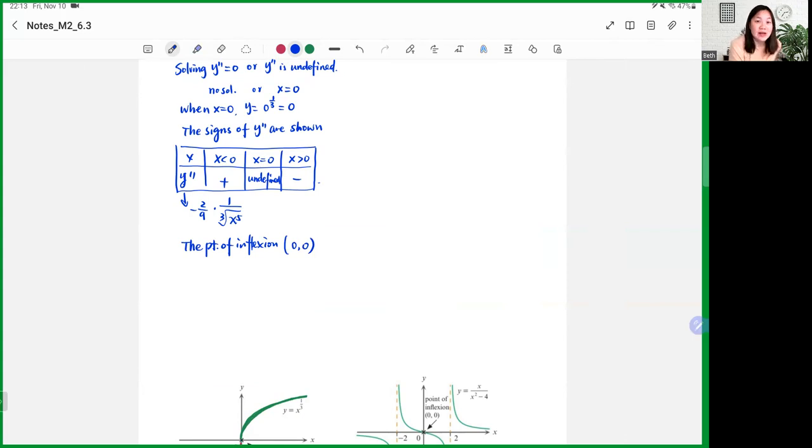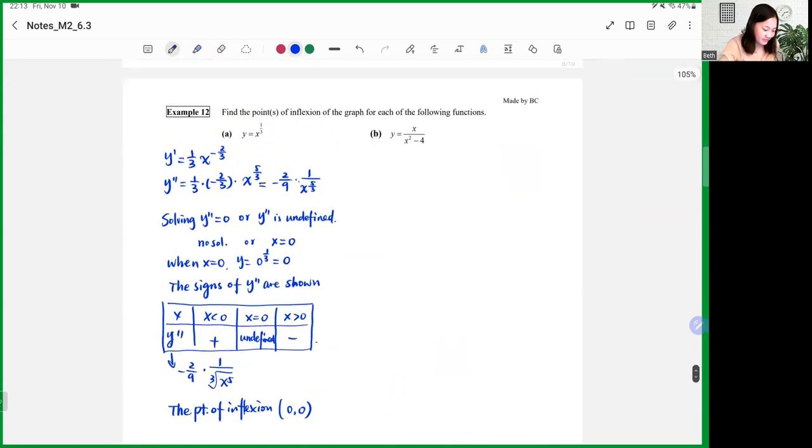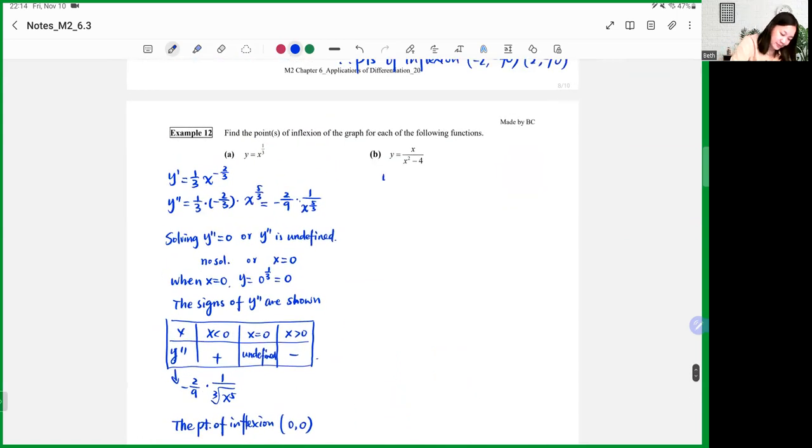So a rational function, not irrational function. This one, rational function. D high, low, minus D low, high, divided by low square. It really does not get easy. This is negative x squared minus 4, whole square. It cannot be simplified, trust me. And then I will do the second derivative.